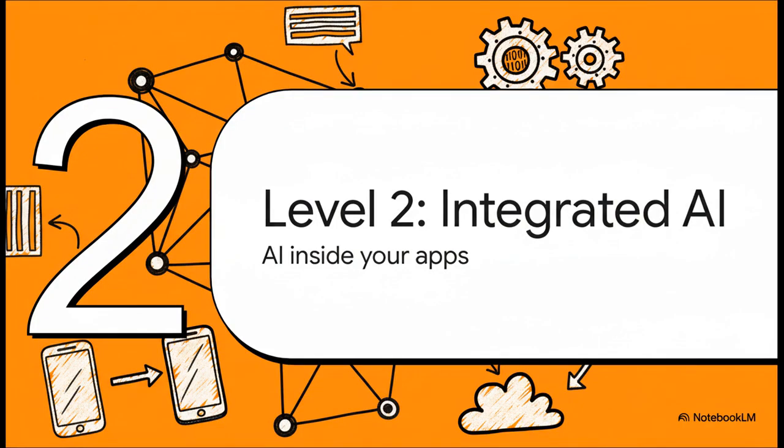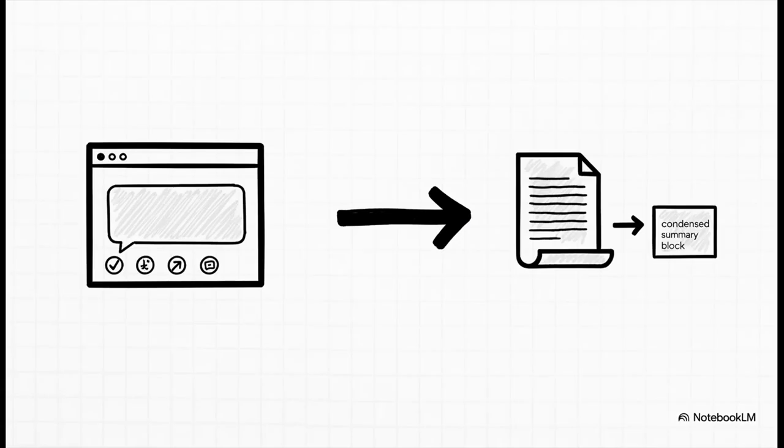Now, let's move on up to level 2, AI inside your apps. This is the kind of AI you don't even have to look for because it's already baked into the software you use every single day, just humming away quietly in the background. You know when you're in your email and it suggests a few smart replies to quickly answer someone? Or maybe you're in a document editor and there's a button that can instantly summarize a huge report for you. In those moments, you didn't go out and find a special AI tool, right? The intelligence was just there, built right in as a feature to make the app you're already using even better.